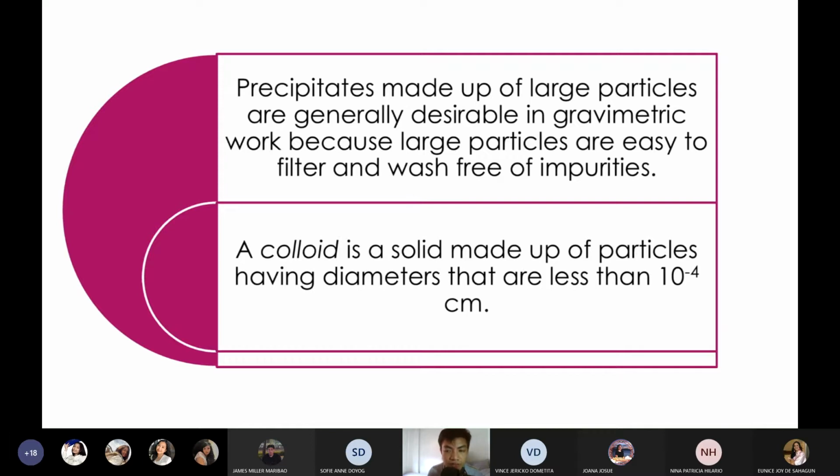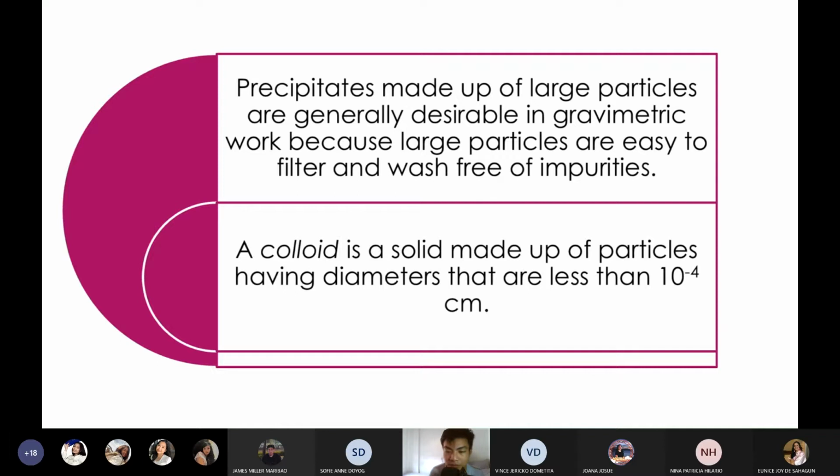Pag sinabi namang heterogeneous solution, for example, ito yung precipitate in liquid. So, yung precipitate, makikita mo may layer siya sa ilalim. Yung liquid yung nasa taas. Okay? So, you see two distinct phases. Meron kang solid sa baba, may liquid ka sa taas. And in between the two, the homogeneous and heterogeneous, you have your colloid. Okay. So yung colloid kasi, that is the borderline between homogeneous and heterogeneous.